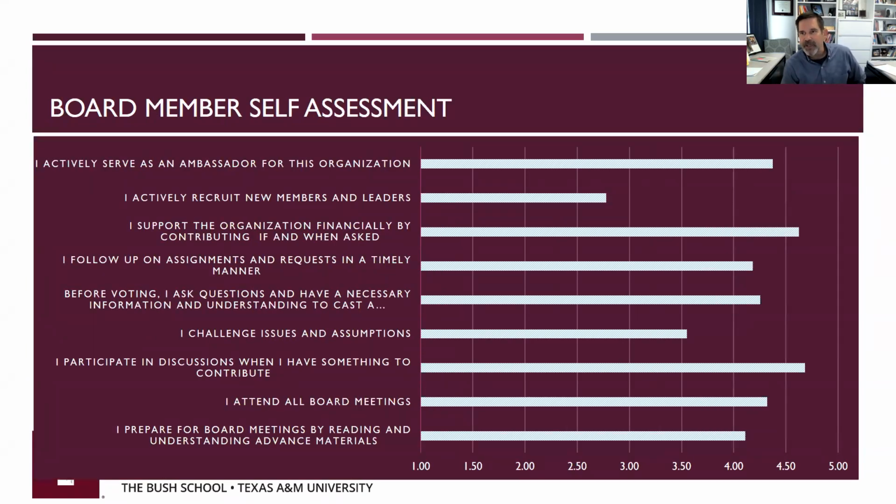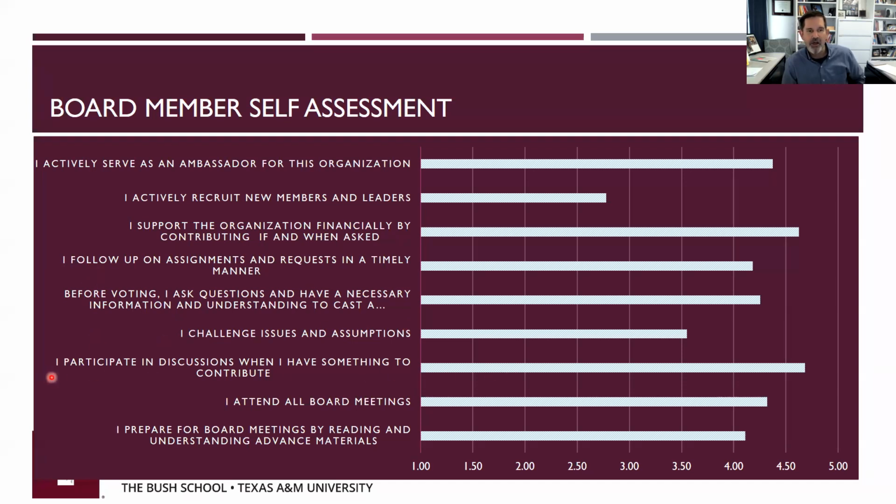And then this is that middle one where it says, oh, I as a board member, I'm active, I'm participating, or I'm engaged in some of the work that's necessary. And so it talks about, to what extent do you do these things, right? So are you actively serving as an ambassador? Are you engaging in recruiting new members and leaders for your organization? You can see all the different elements, right? I challenge assumptions.